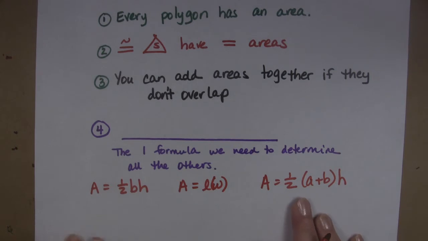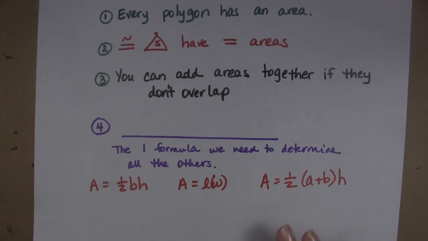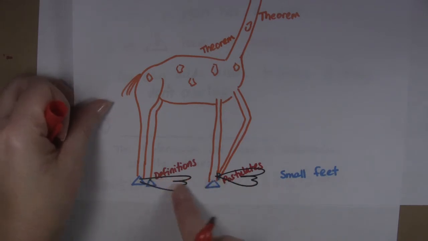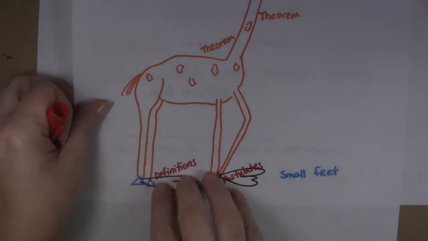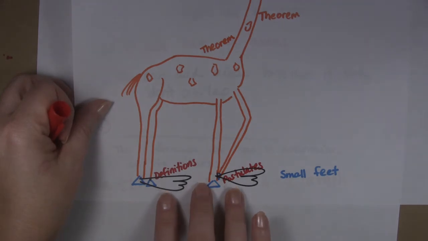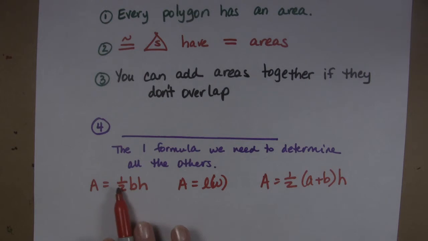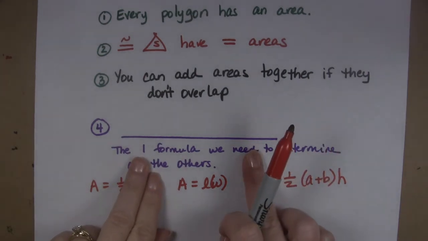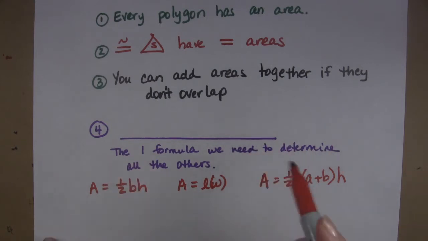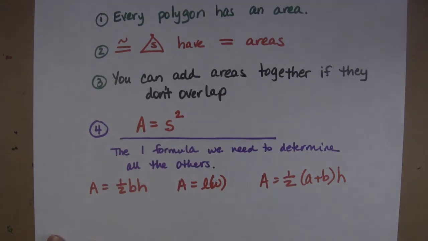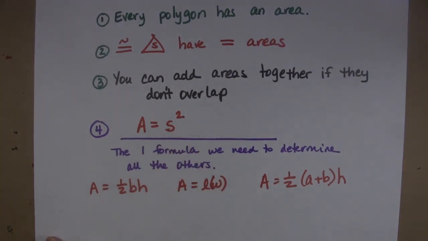But this is starting to give our giraffe big feet. This is a lot of stuff for us to put down here. And the fewer things we can put down here to build our theorems on, the better our theory is. So we want to have as few as possible. Fred says that we can do it in just one formula. Fred says we need this formula. That is, the area of a square equals S squared.